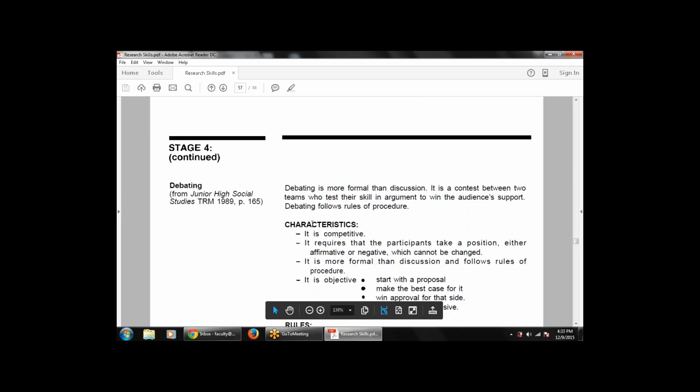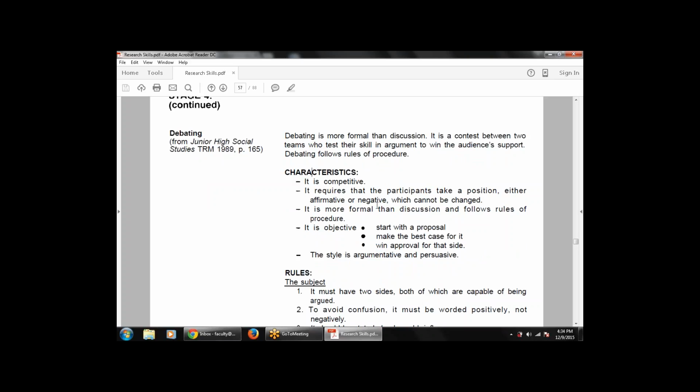Then the characteristics, that is, what are the features of a debate. First, it is competitive. So there should be a competitive debate, that is, everyone participates in this. Then it requires that the participants take a position, either affirmative or negative, which cannot be changed. So participants take their seats either in a positive way or in a negative way, which cannot be changed throughout the debate. Then it is more formal than the discussion and follows the rules of procedure.